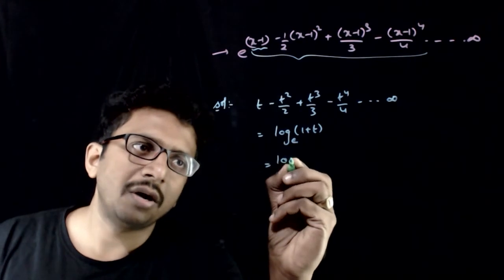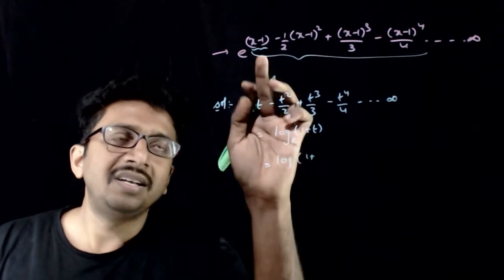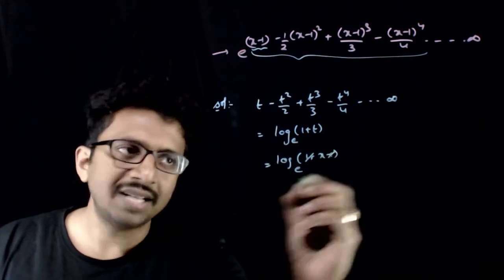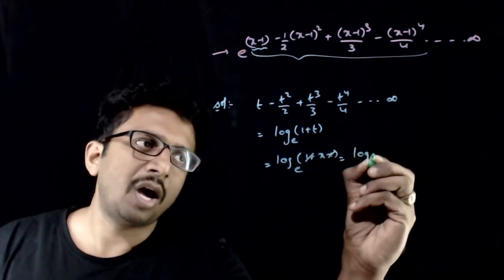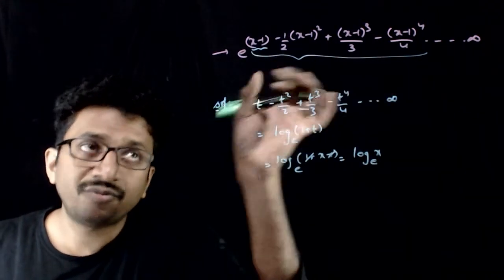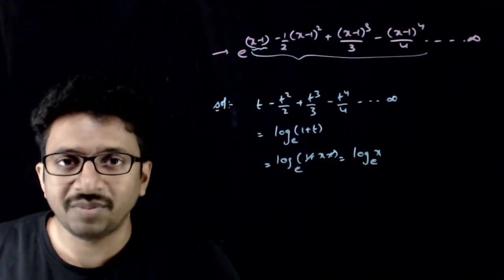That is equal to log of (1 plus t), which is nothing but x minus 1, to the base e. These two get cancelled. So that is nothing but log x to the base e. So the power which you have for e is nothing but log x to the base e.